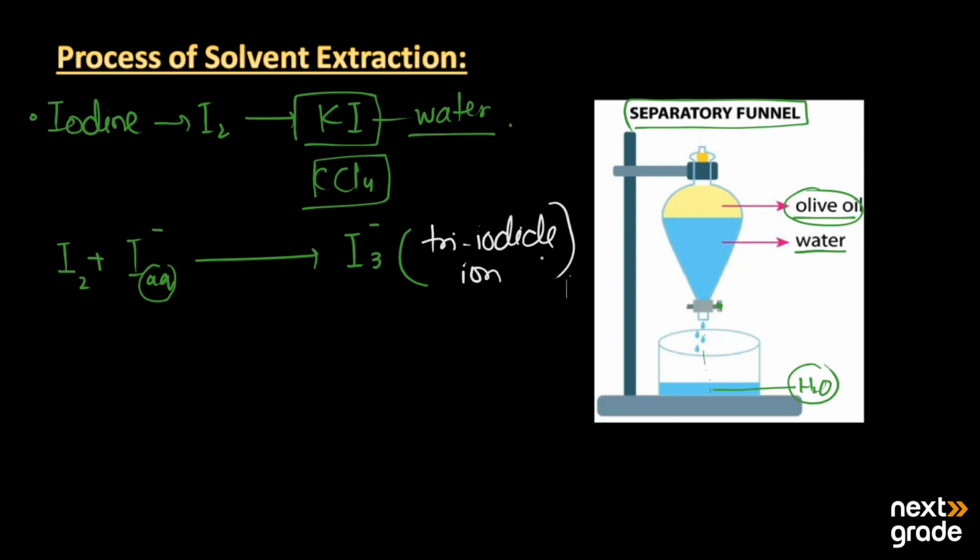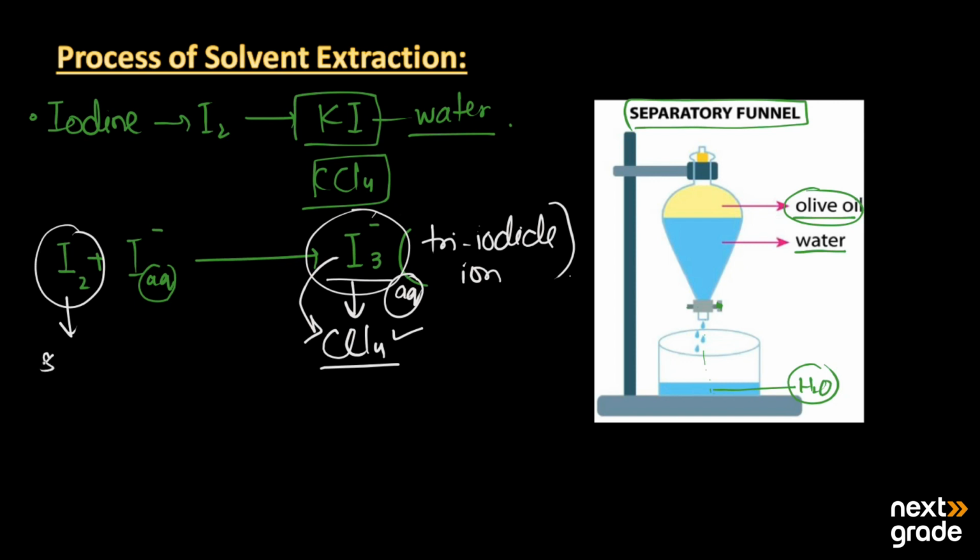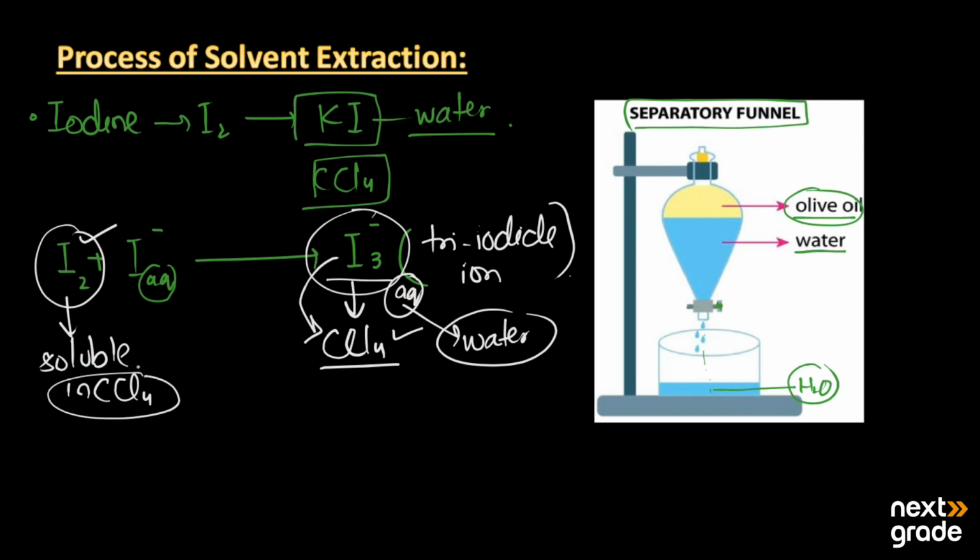When we have a look at this triiodide ion, it is more soluble in carbon tetrachloride as compared to water. So when I3 is formed in the aqueous solution, we add carbon tetrachloride. Now that iodine comes into the CCl4 and its distribution will be in both phases. As it is present in the aqueous solution, it will be more soluble in the water. So we gain the I2 in CCl4 back.